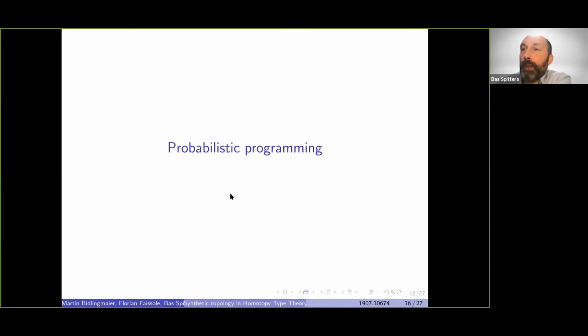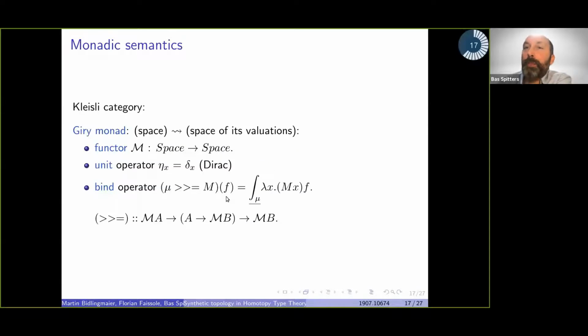Now, let's connect this to probabilistic programming. So in general, the Giry monad, but this is something we've seen a number of times before. We have a functor between spaces. We have a unit operation, which is the Dirac measure. And then we have a bind operation, which is basically integration. And then the bind operation can be written in Haskell style in this way.